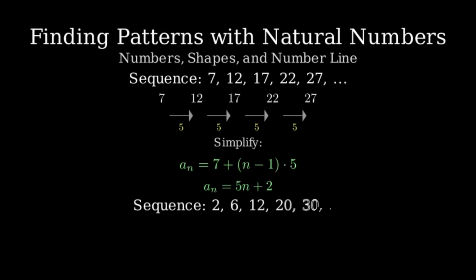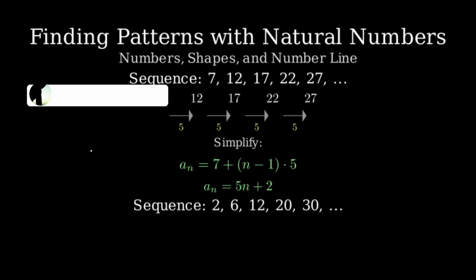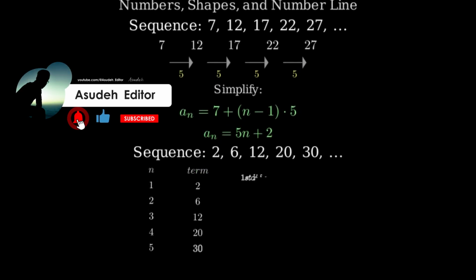Example 2, a quadratic pattern. Consider the sequence 2, 6, 12, 20, 30. We'll use a difference table to determine if it's quadratic, and then find a formula for the nth term. We observe the second differences are constant and equal to 2.